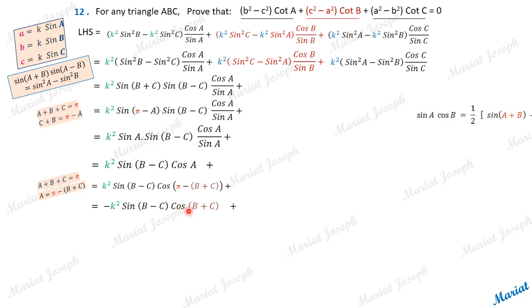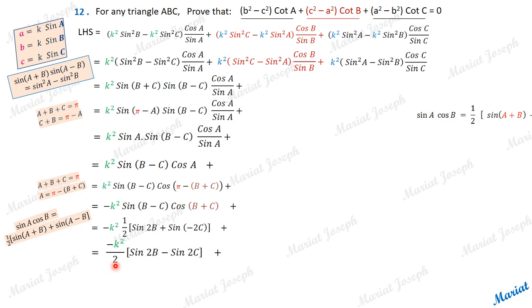This is a product of sine and cos terms. We have a formula to convert the product into a sum: sin A cos B is half of sin(A+B) + sin(A−B). Here A is B − C and B is B + C. So adding them, we have (B − C) + (B + C) = 2B, and subtracting, (B − C) − (B + C) = −2C. So we get −K²/2 into (sin 2B − sin 2C), because sin(−2C) is −sin 2C.